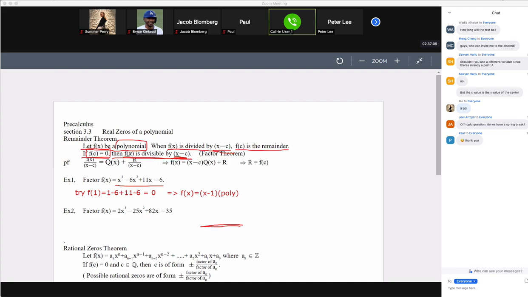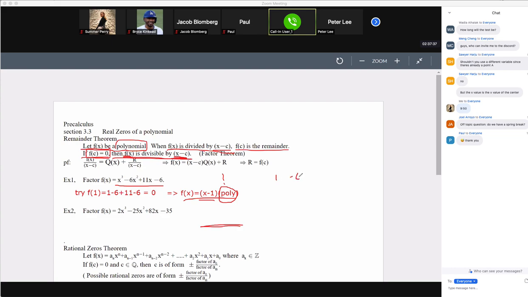That's what it means. Again, f of x is divisible by x minus c means f of x has a factor x minus c. If f of 1 is 0, then f of x equals x minus 1 times something, which means x minus 1 is a factor. Same thing as saying f of x is divisible by x minus 1. So now the question is, how do you get this polynomial? Now, that one is easy. We can do this by synthetic division.